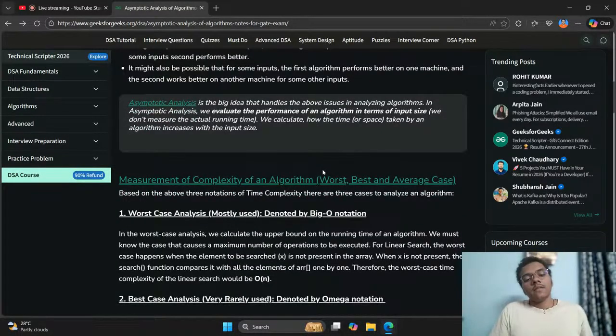Asymptotic analysis is a big idea that handles the above issues in analyzing algorithms. In asymptotic analysis, we evaluate the performance of an algorithm in terms of input size. We don't measure the actual running time. We calculate how the time or space taken by an algorithm increases with the input size.